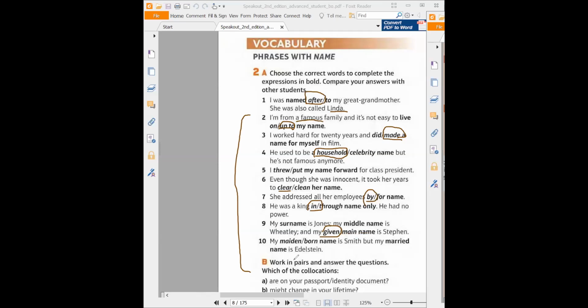Okay. The last one, my maiden or born name is Smith, but my married name is Liston. So yes, we say maiden name. This means in the West, ladies, when they get married, they just change their names. It's just the system there. So the name before marriage is called maiden name.